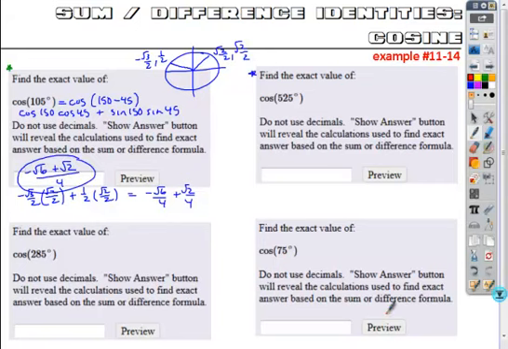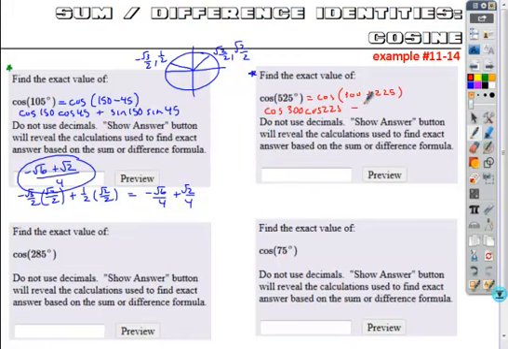Okay. Right, when you are looking at 525, this one is going to require the sum. So if you add two angle measures whose total sum is 525, again, it might be different than what I chose. But I'm going to choose 300 plus 225. And so when I set this up, I'm going to take the cosine of each angle, so 300 cosine of 225. And then it's the opposite sign.